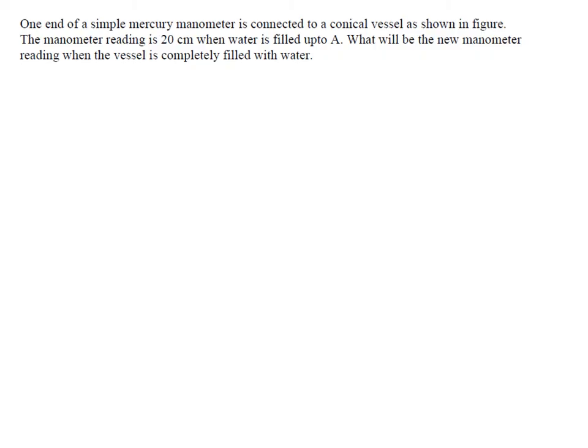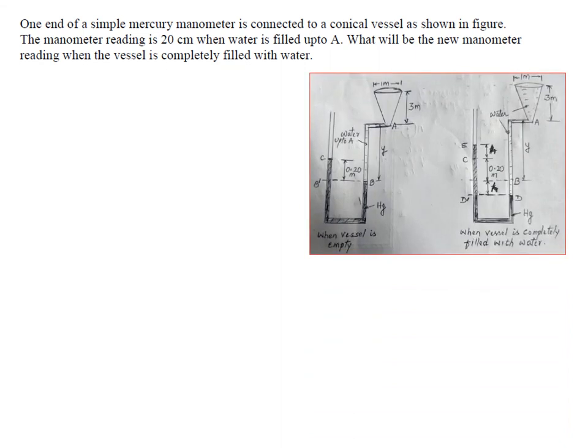So here the problem is like this. One end is open to atmosphere, and the other end is connected to the conical flask. The conical flask dimension is 3 meters. Here this diameter is 1 meter. But water is only up to this level. When you fill water up to this level, due to this water there will be a difference in the mercury level, which is shown as 0.2 meters. Here we don't know this distance, so that's the reason why, since the water is up to this point, we are required to find out.